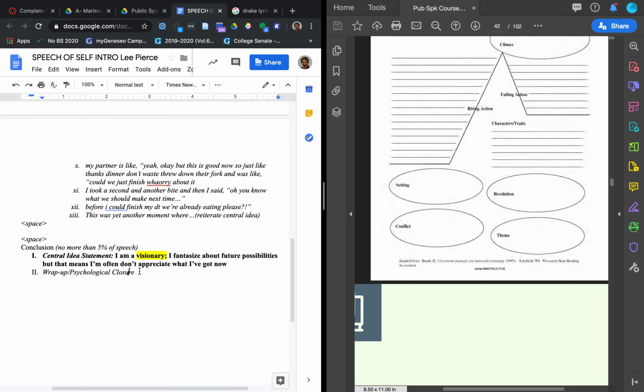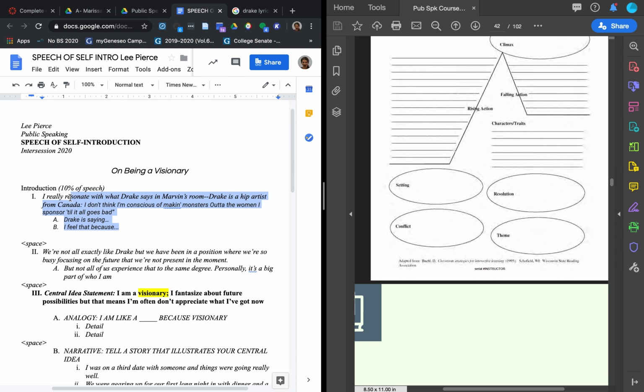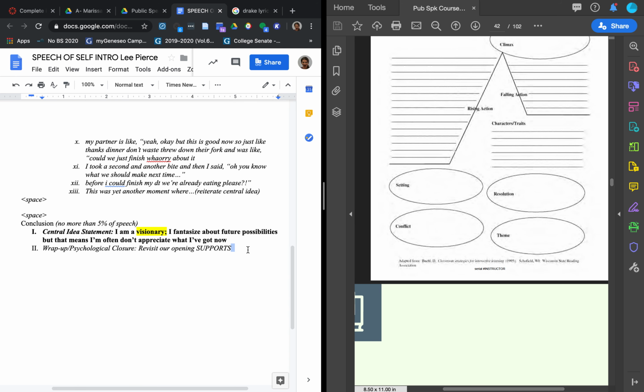And then for psychological closure, we revisit our opening supports. So you go back up to what you started with, which is this Drake line, and you bring it back down and you revisit the Drake line. You got to decide how to do it. And you can't just do it by restating exactly what you wrote in the beginning. You got to add something to it. Okay? That's the psychological closure.